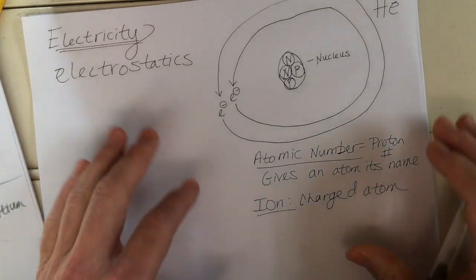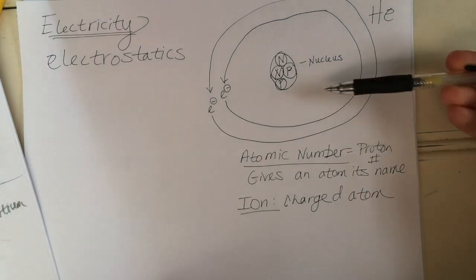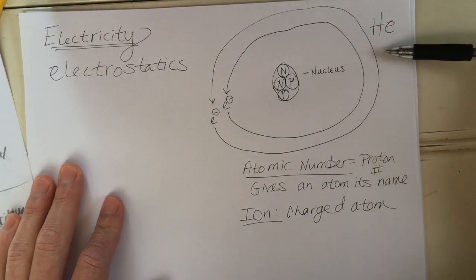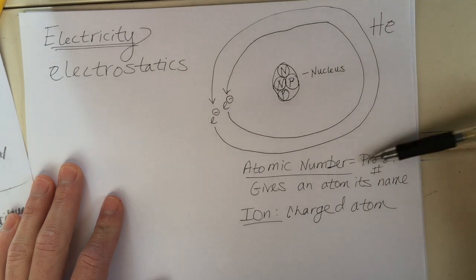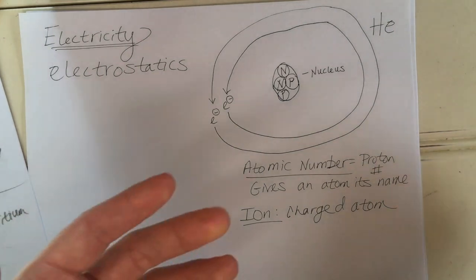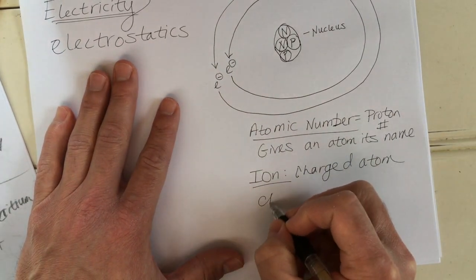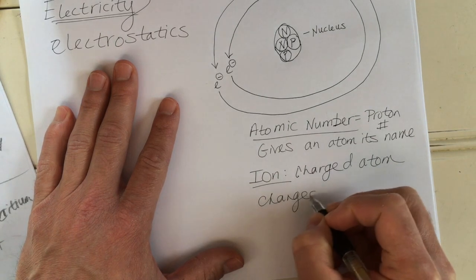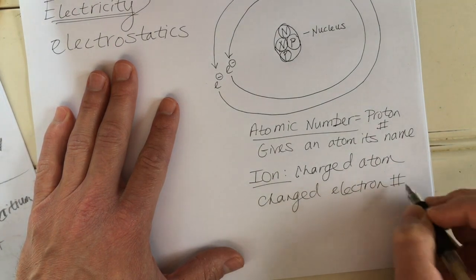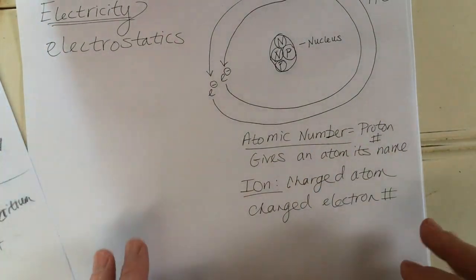But specifically, how did we get an ion, right? If the proton number gives the element its name, or the atom its name, then we weren't changing the proton number, right? And this kind of gets at an idea here, that to create an ion, we changed the electron number. And if you think about that, chemistry was all about that, right? It was always about electrons.